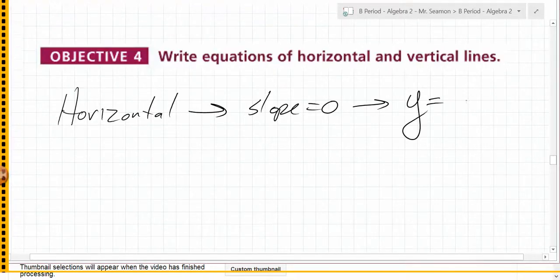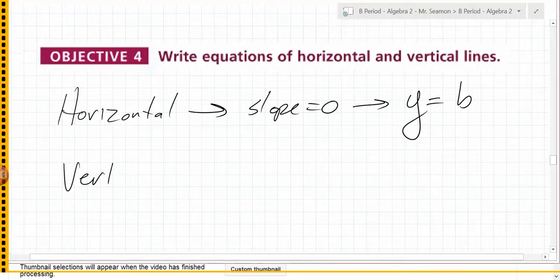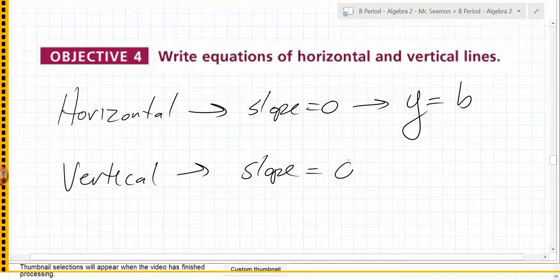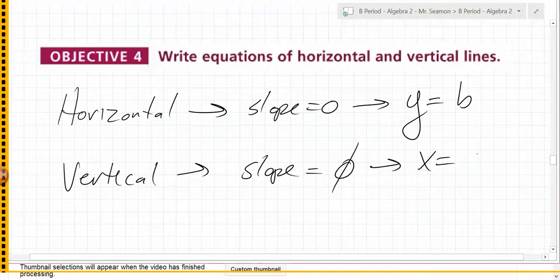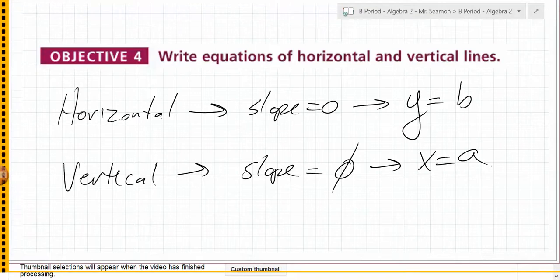Y equals anything. We'll say y equals b. What about vertical? What's the slope? Undefined. And what's the equation? X equals anything you want. We'll call it a. X equals 7. Vertical line at 7. Vertical line at 5, 4, 3, 2, 1.